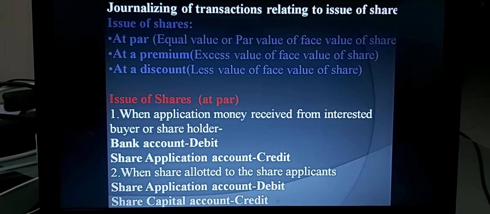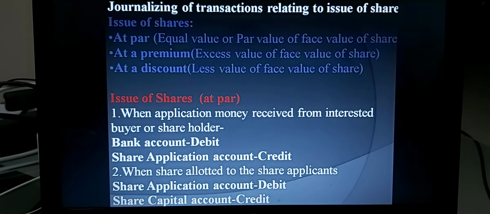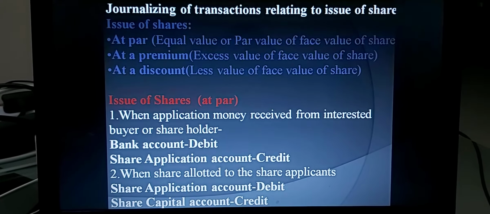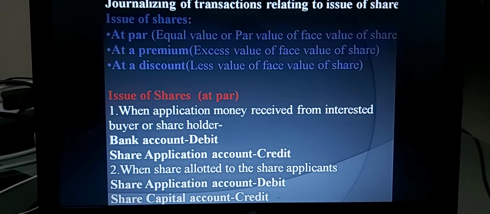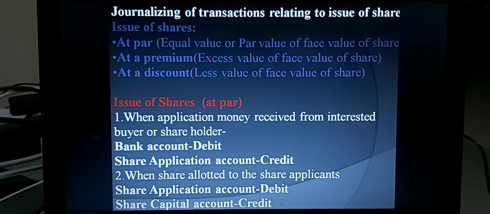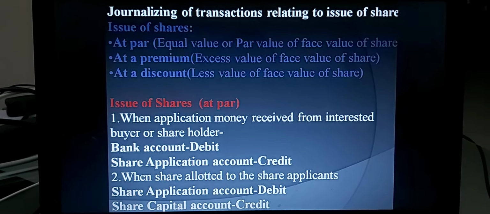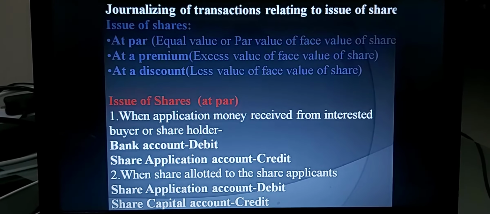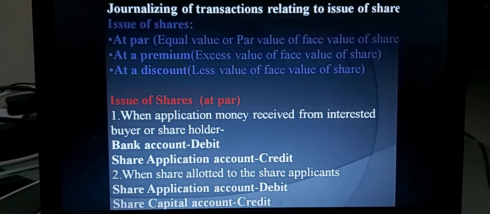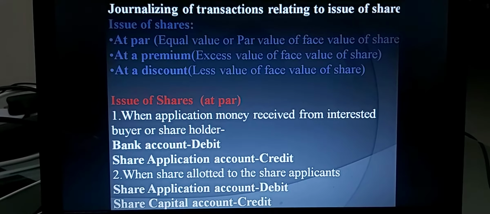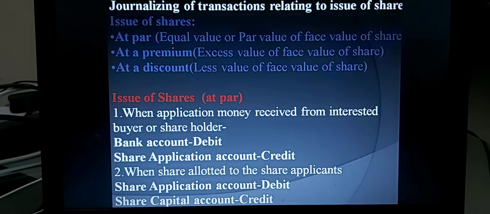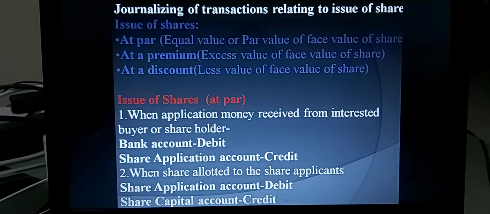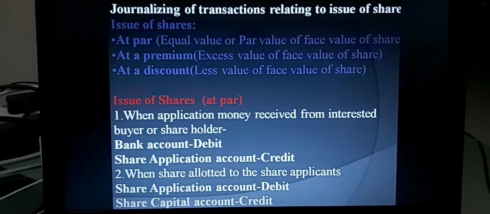Now we can start journalizing. Issued at par, then shares issued at a premium, then shares issued at a discount. First, issue of shares at par. When application money is received from an interested buyer or shareholder, the journal is bank account debit, share application account credit. Second, when shares are allotted to the share applicants, the journal is share application account debit, share capital account credit.